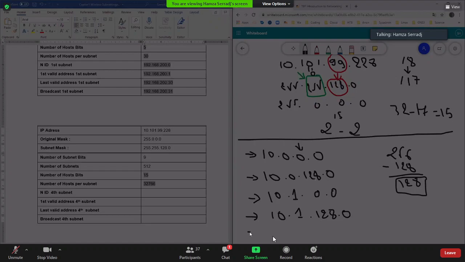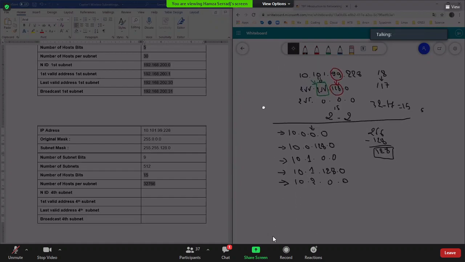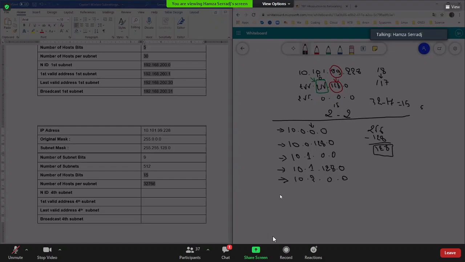10.1.128.0. I'm incrementing again. Now we know how things work. Next one will be 2.0.0. And I can keep going. 10.2.128.0, 10.3.0.0, and so on. Right? I can go like this till I have 255 here. This is going to give me 500-something subnets, a lot of them.